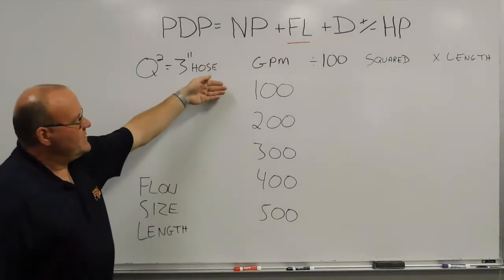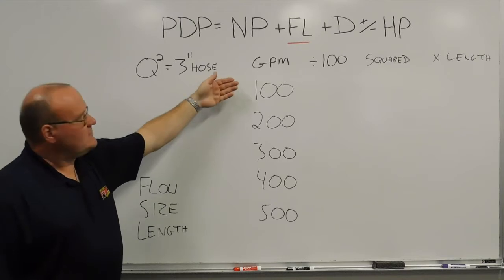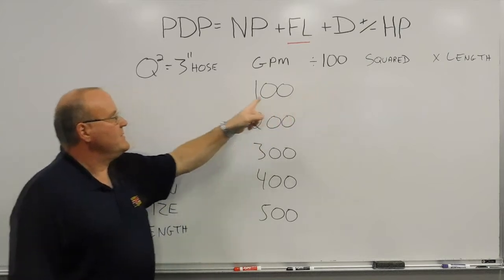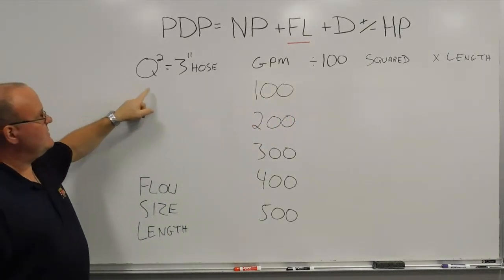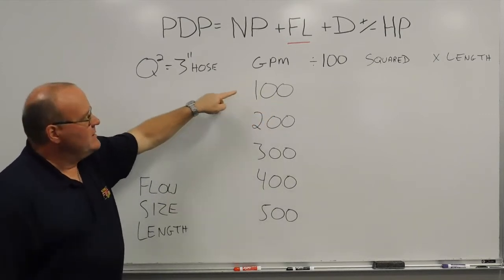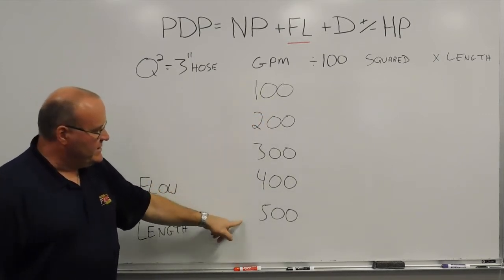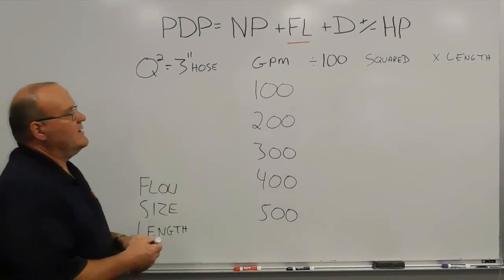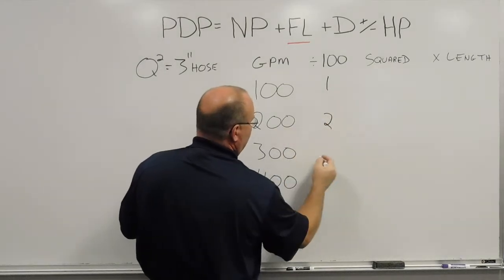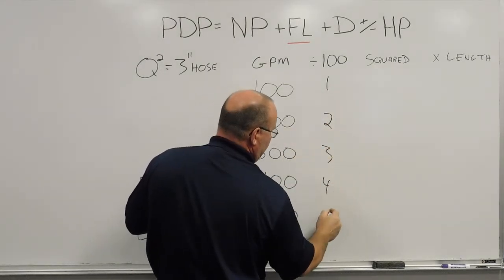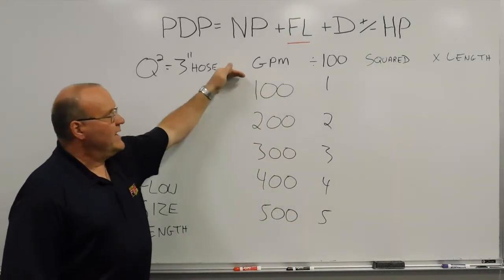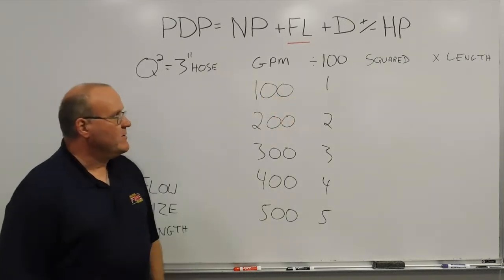The very first step, we'll start with 100 gallons a minute. The first thing that we would do to that gallons per minute number is divide it by 100 before we square it. So for Q squared, we start with that gallons per minute number divided by 100. We'll do that really quick for all 5 of these. 100 divided by 100 will be 1, 200 will be 2, 300, 3, 400, 500. Essentially what you're doing is knocking off the zeros of your gallons per minute number, and that gets you divided by 100.